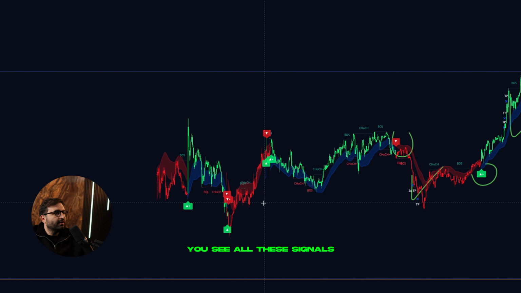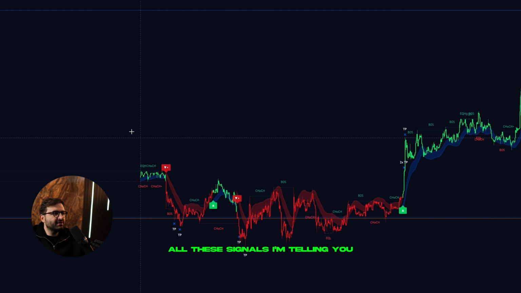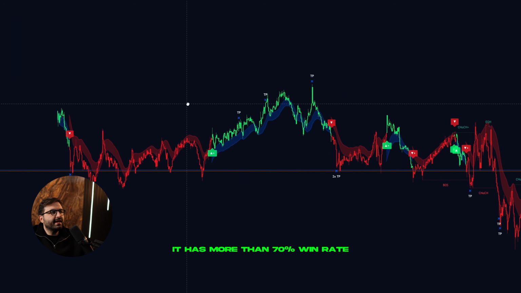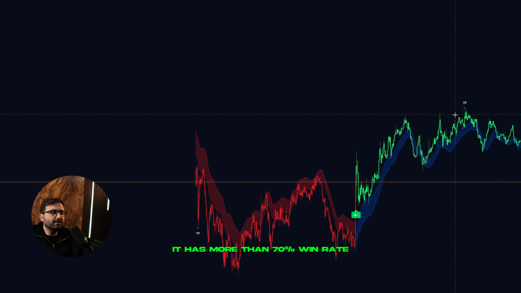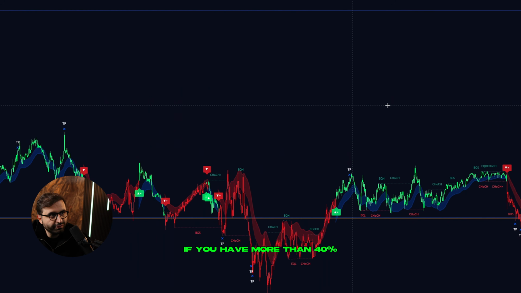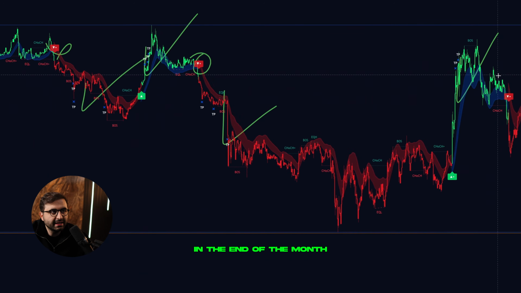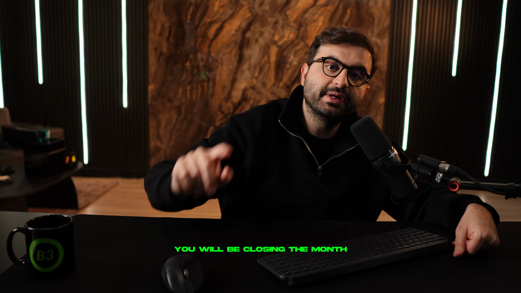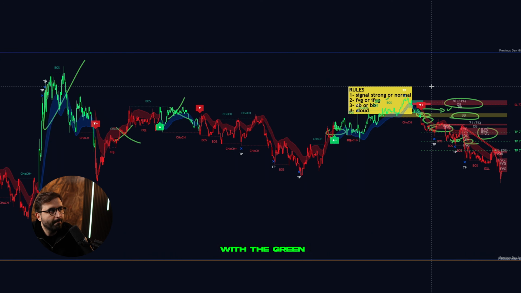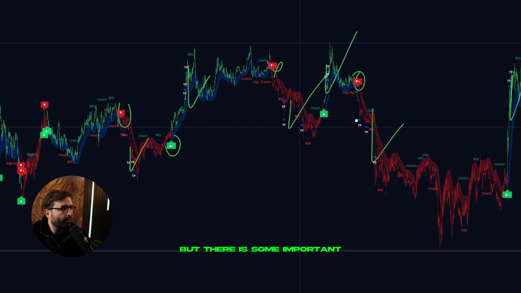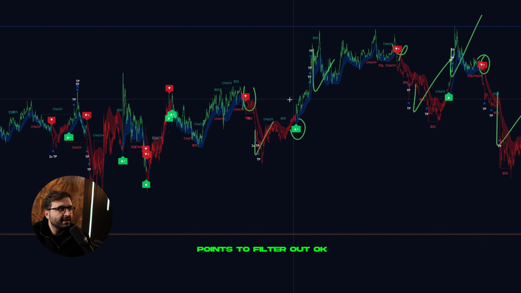I know what you're thinking. You see all these signals, and I'm telling you, it has more than 70% win rate. And believe it or not, if you have more than 40% win rate with this setup, at the end of the month you will be closing the month in the green. But there are some important points to filter out, even this small losing one.